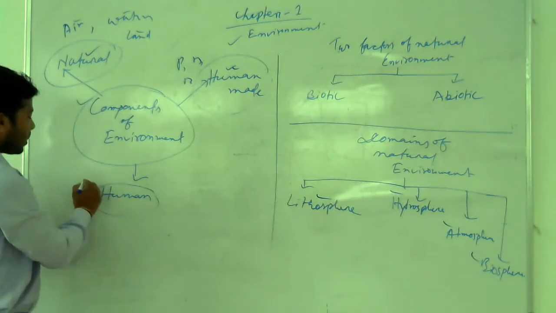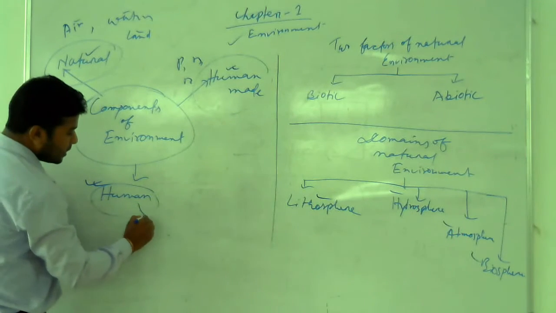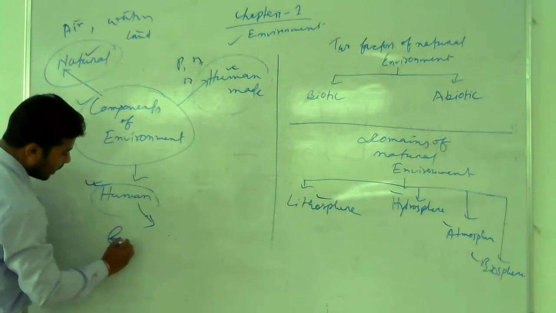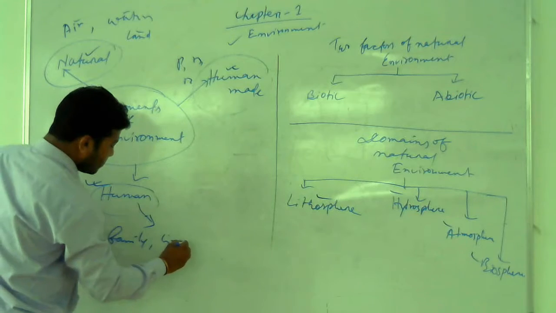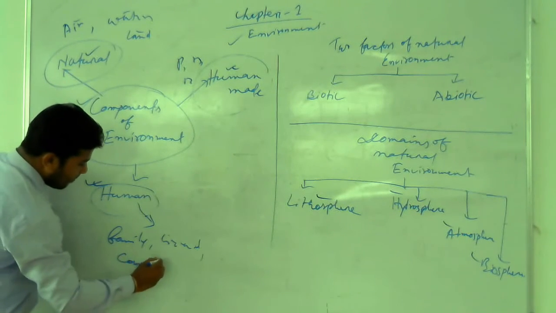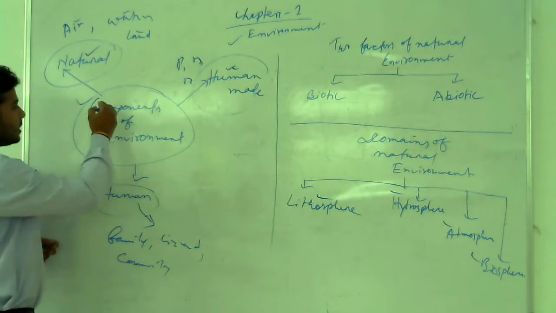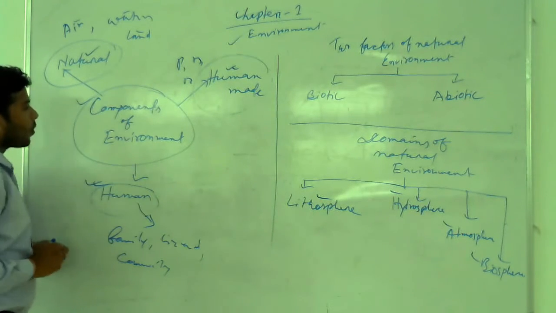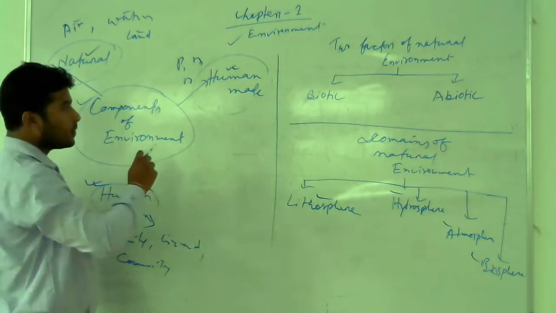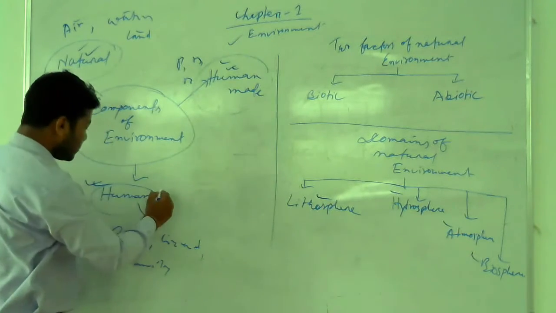Again, what are the human components of the environment? In these human components we have discussed family, friends, and community. So these are the components of human. So first we have got the components of environment. There are three components of environment: one is natural, second is human made, and third is human.